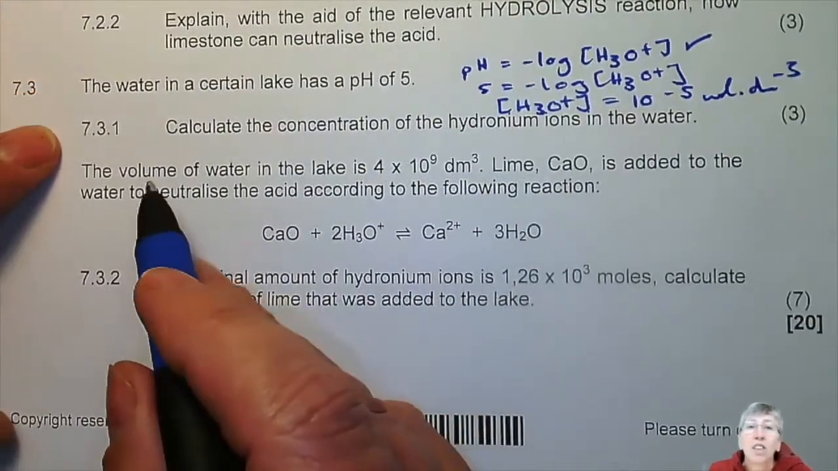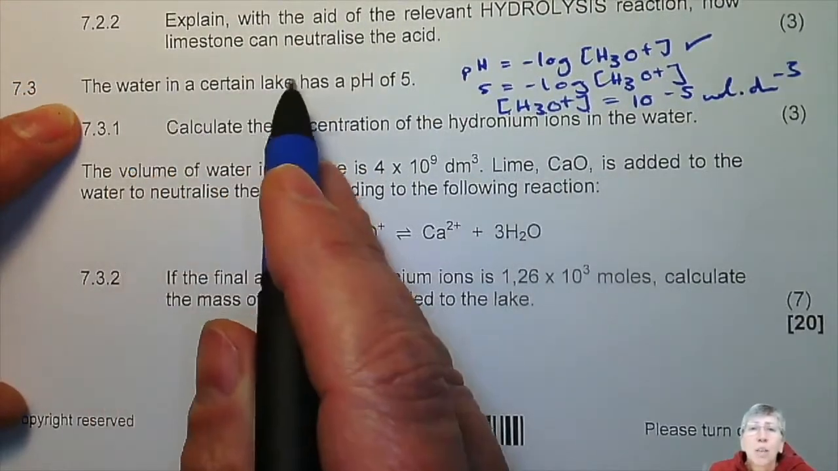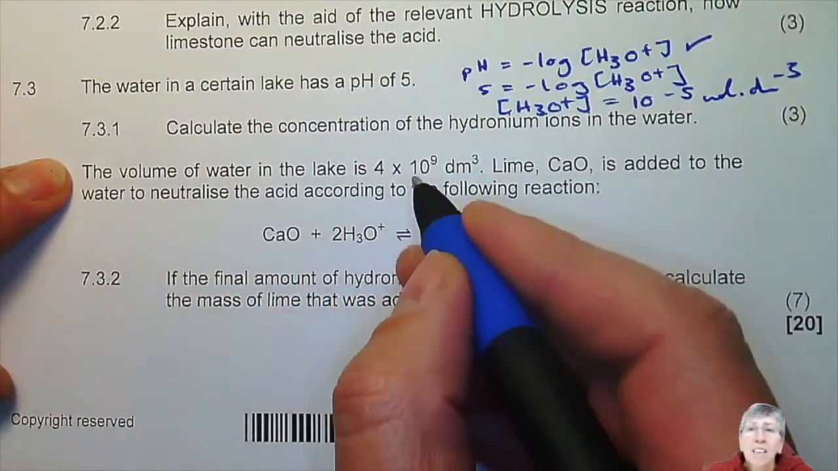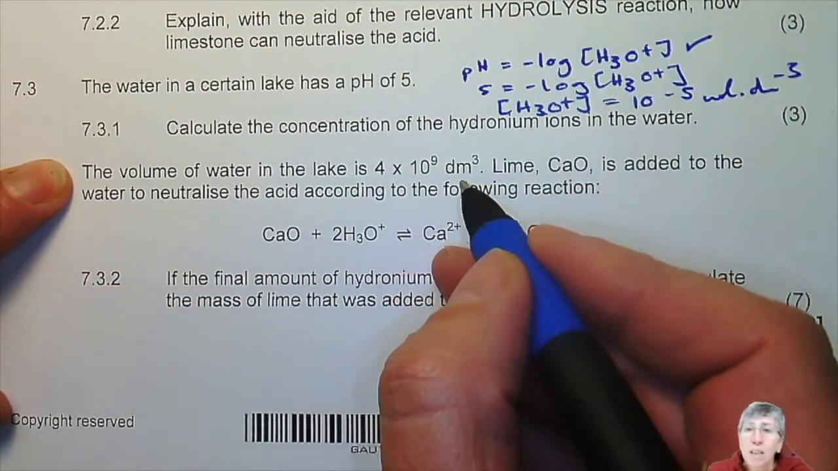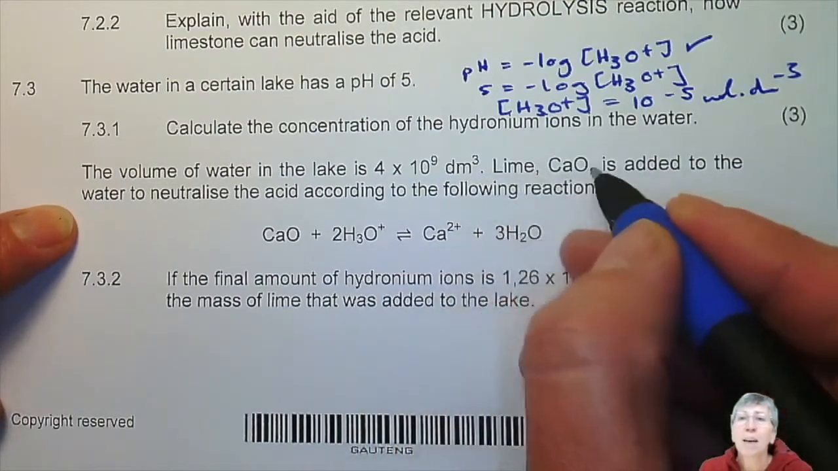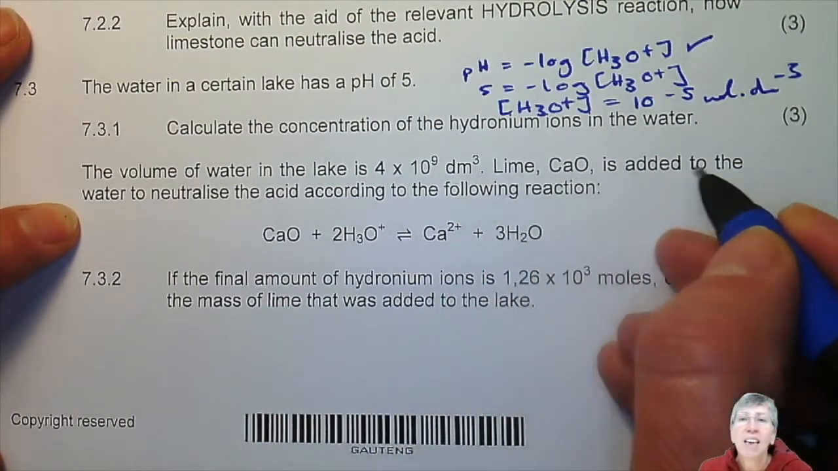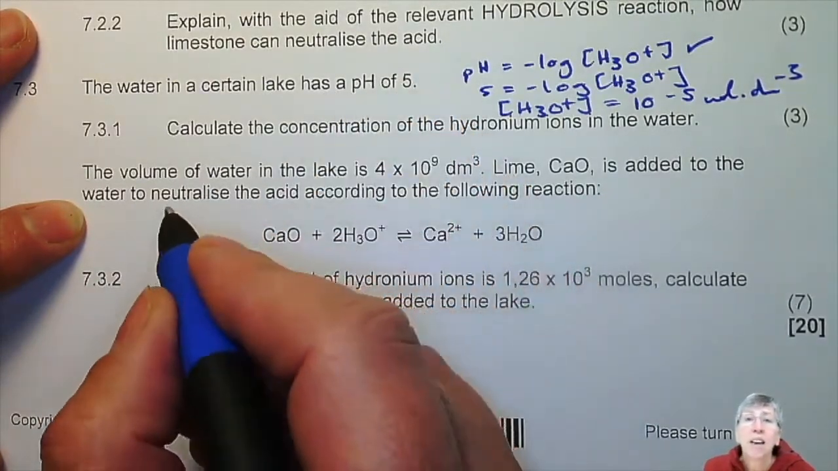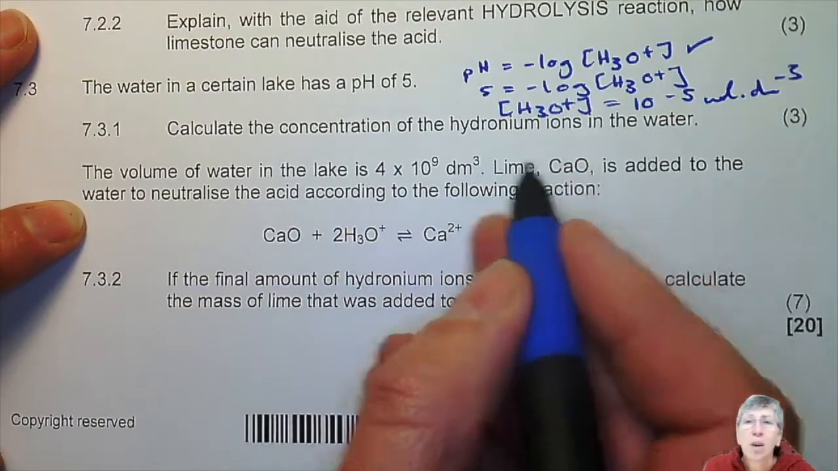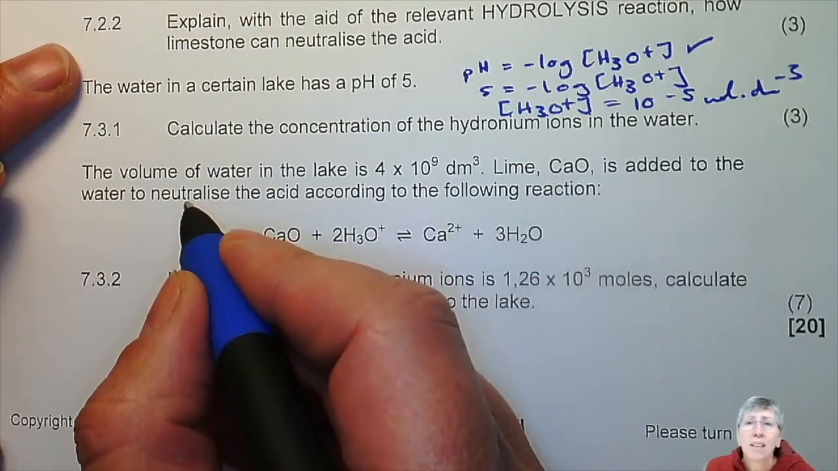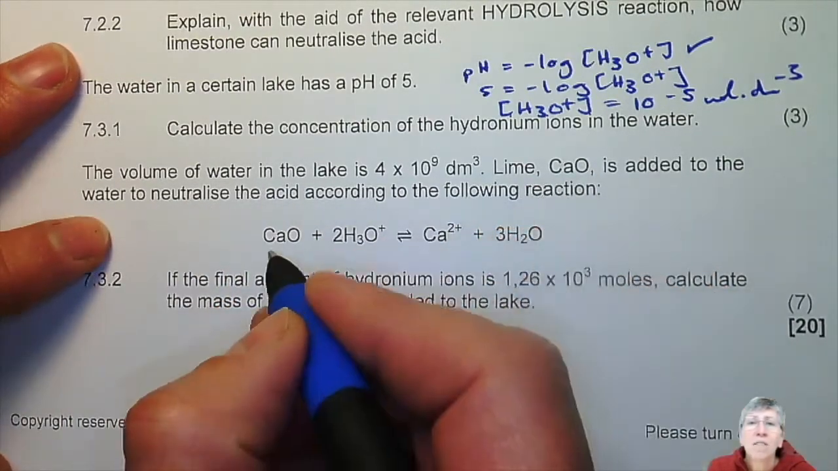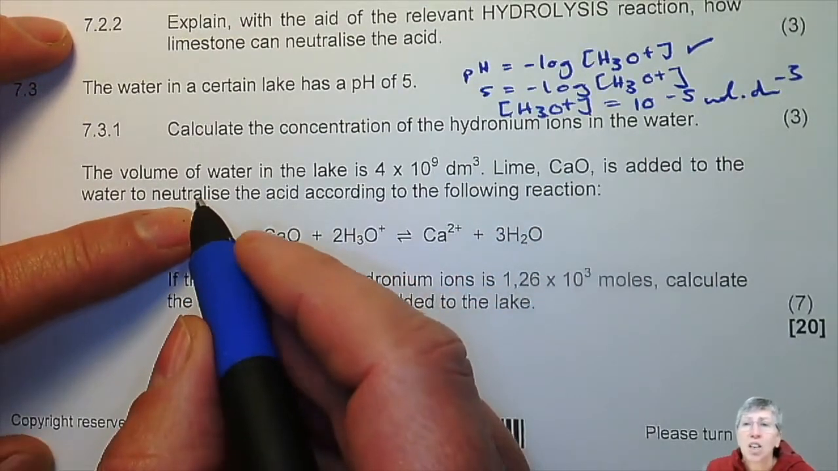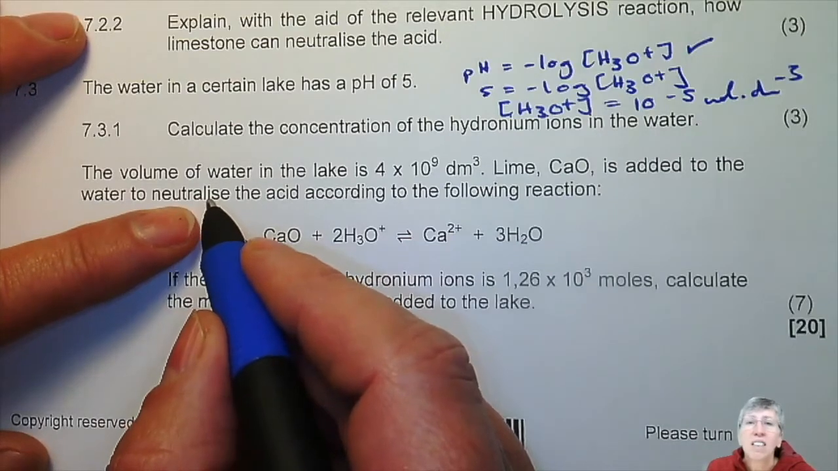Now we get to the question. Now that is the water in the lake. It's a little bit acidic. And now what they tell us, the volume of the lake is 4 times 10 to the 9 cubic decimeters. And they take lime, calcium oxide, and they added that to the water to neutralize the acid. It was a little bit too acidic, and they added calcium oxide to neutralize it. But what's very important, they give us the equation, but it is not 1-to-1. They did not completely neutralize it, right? They neutralized some of that.